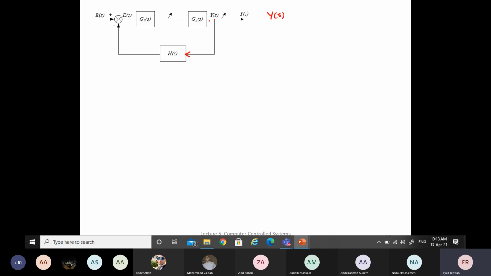Y of S, what is it? What comes into this block? Correct? If I call this U, let me call this U star of S. This is U of S, then this is U star of S. So Y of S equals U star of S times G2 of S.